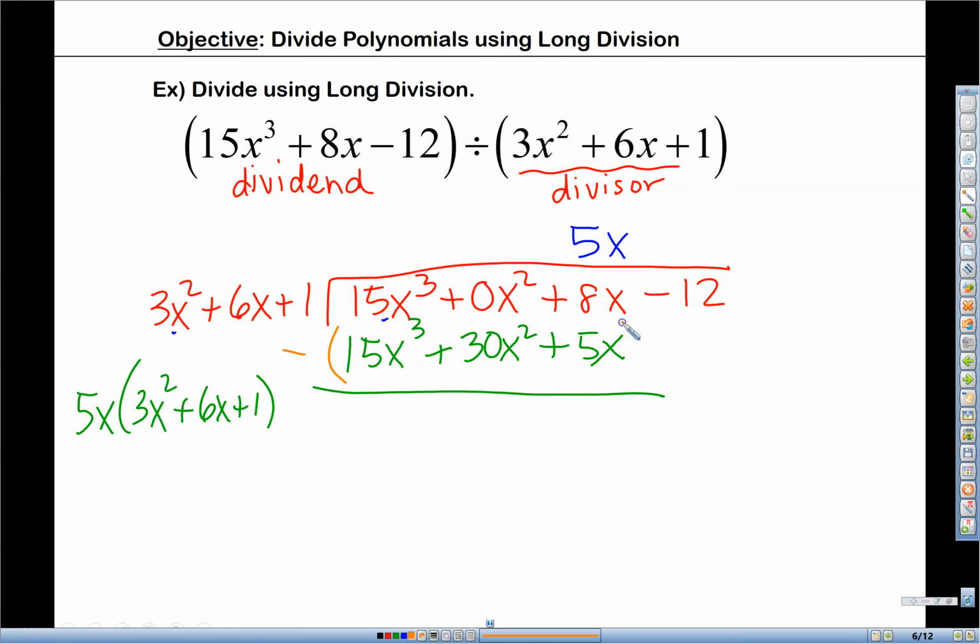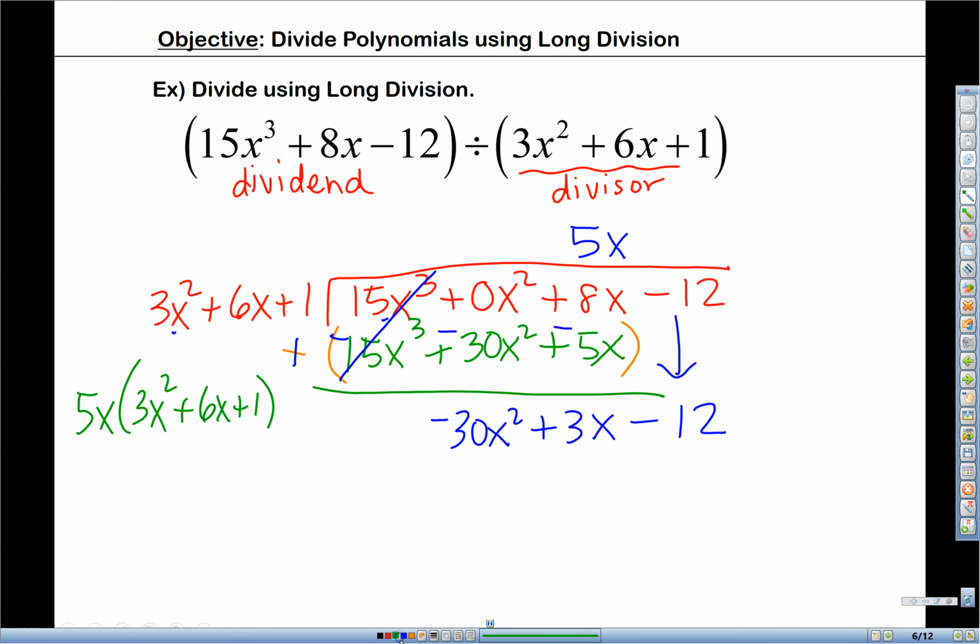So again, before we combine any like terms, we want to change all the signs. So subtraction becomes addition, positive 15 becomes negative, positive 30 becomes negative, positive 5 becomes negative. Our 15 and negative 15 add up to 0. Our 0 plus negative 30 gives us a negative 30x squared. Our positive 8 plus negative 5 gives us a positive 3x. And then we bring down the next term of minus 12.